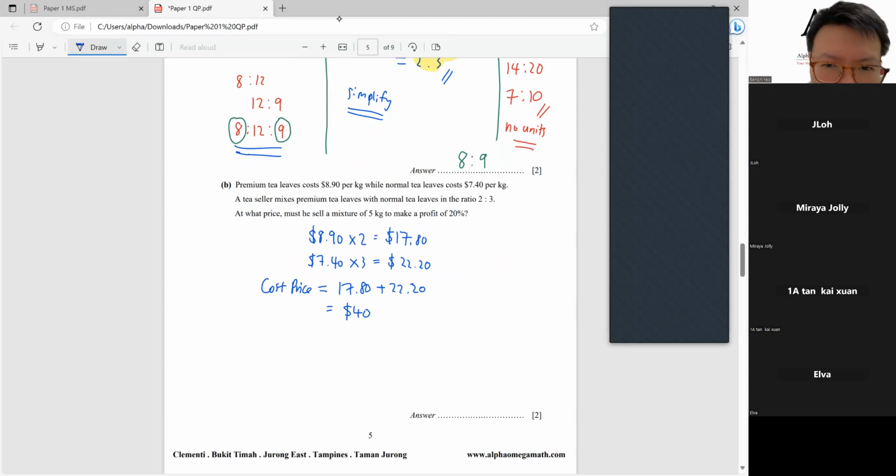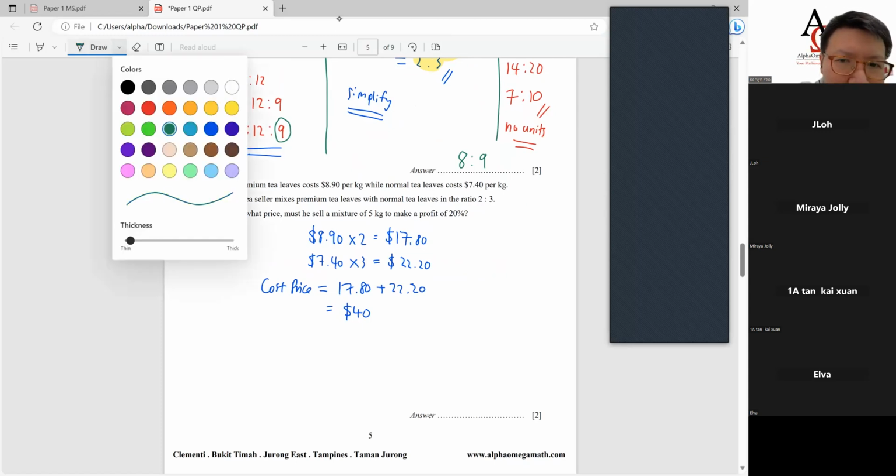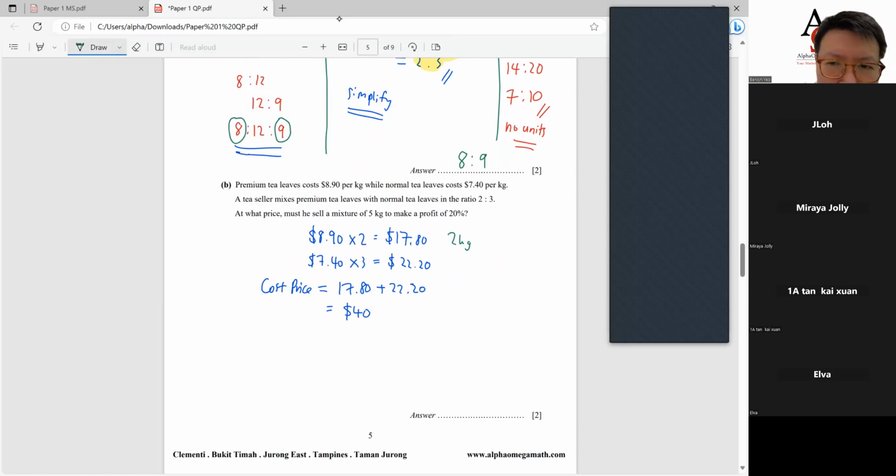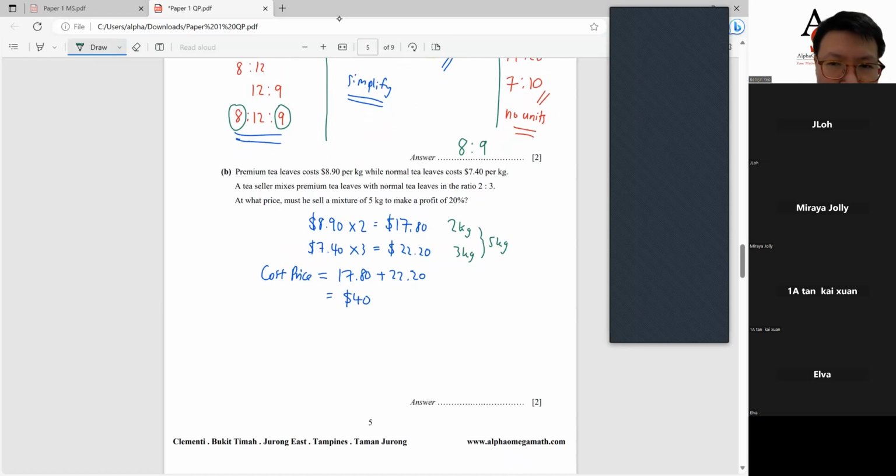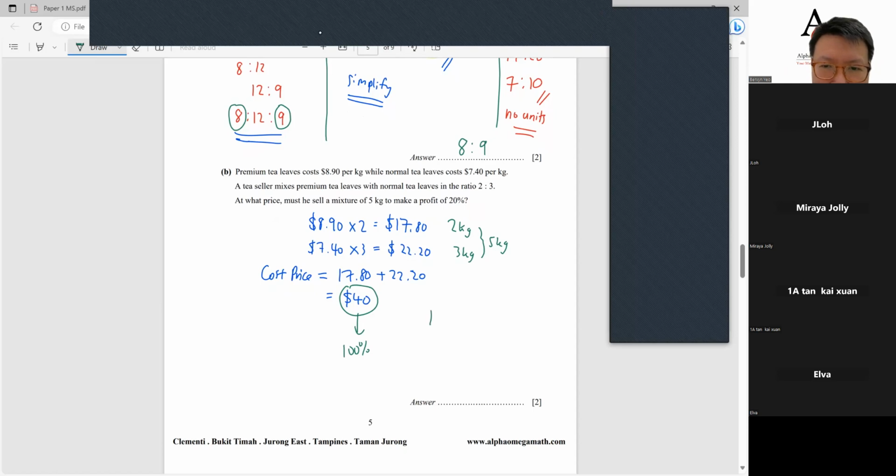Okay. So total, it's already 5 kg. This is 2 kg. This is 3 kg. But they want a profit of 20%, yeah? So profit of 20% means that this is my 100%. Okay, please avoid writing this. I hope that you all don't write this. Don't write 100% equal. It doesn't make any sense, okay? Because percentage cannot be equal to numbers. Can you imagine I say 50% equals to 10 students?